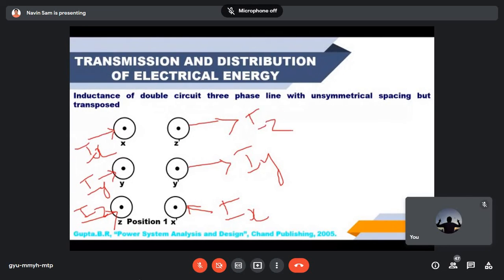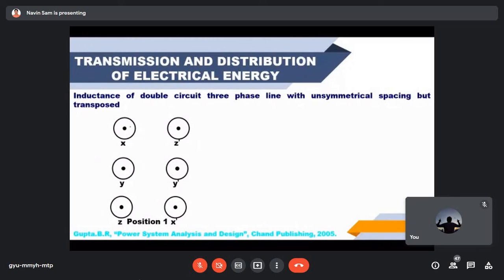Iz. Very good. Now, if you look at this, there are 6 conductors. Each and every conductor is carrying a current. Those currents will produce a magnetic flux, and that flux will link with conductor X. That is the first point I would like to give you.